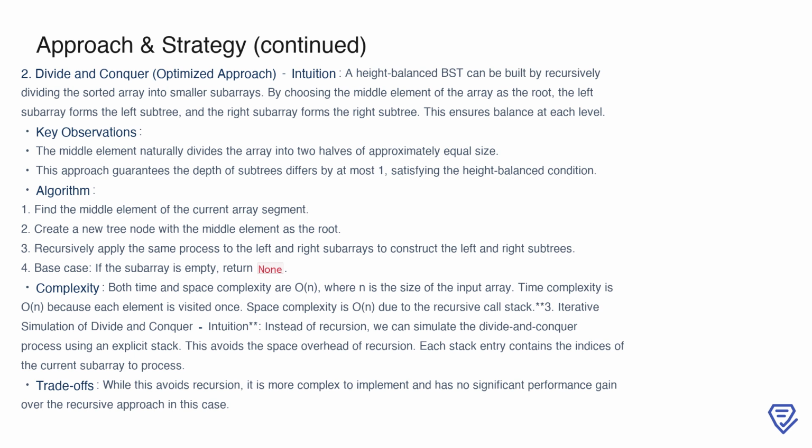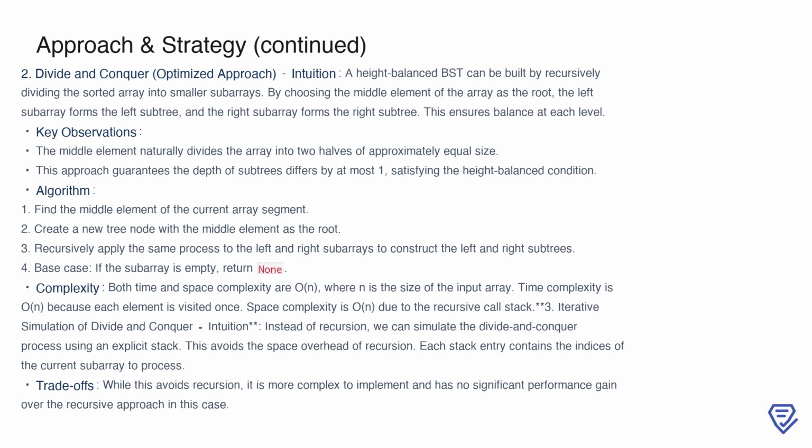By selecting the middle element of the array as the root, you naturally divide the array into 2 halves. The left half forms the left subtree, and the right half forms the right subtree. This guarantees balance at each level because the depth of the left and right subtrees will differ by at most 1.